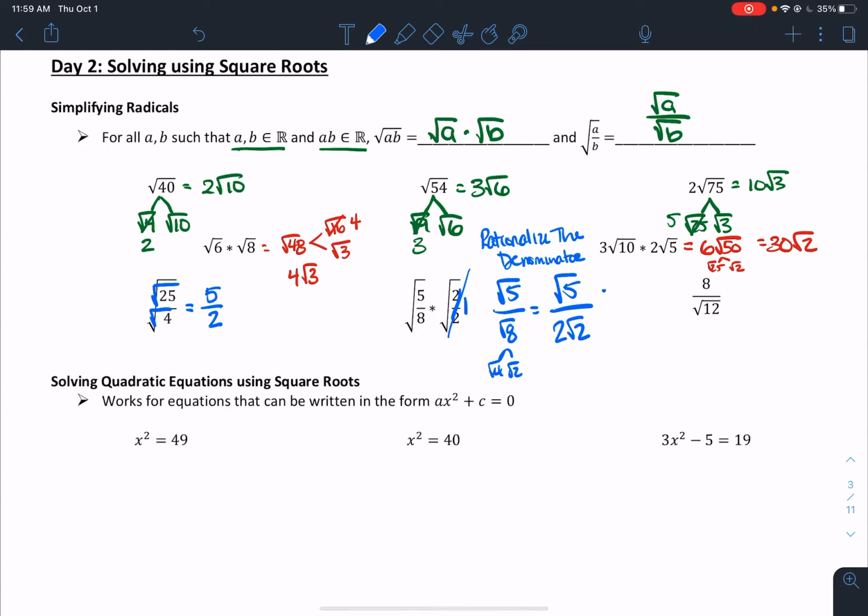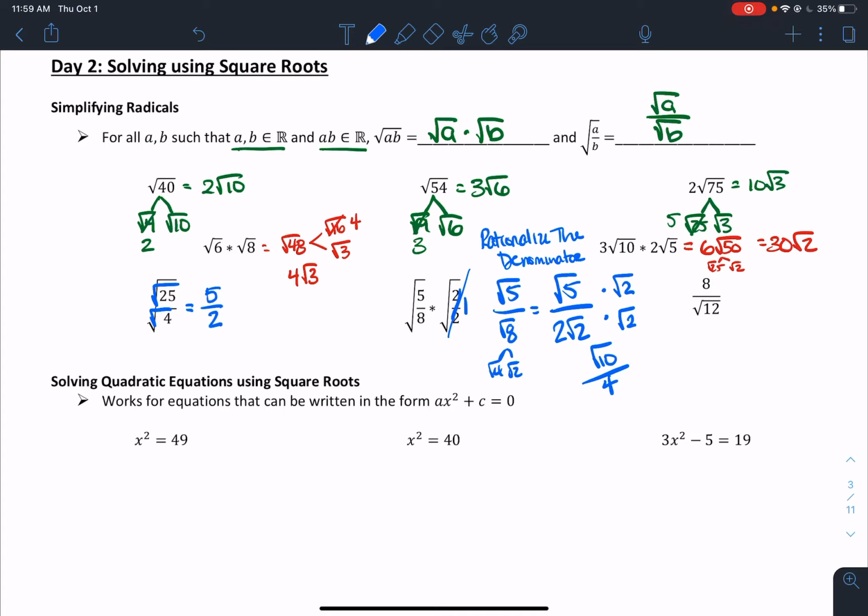Now to rationalize the denominator, I multiply the top and bottom by the same number, and I'm going to do the square root of 2. That'll give me radical 10 on top over 2 times the square root of 2 times the square root of 2. Well, the square root of 2 times the square root of 2 is the square root of 4. The square root of 4 is 2, and 2 times 2 is 4. So square root of 10 over 4 is my answer.